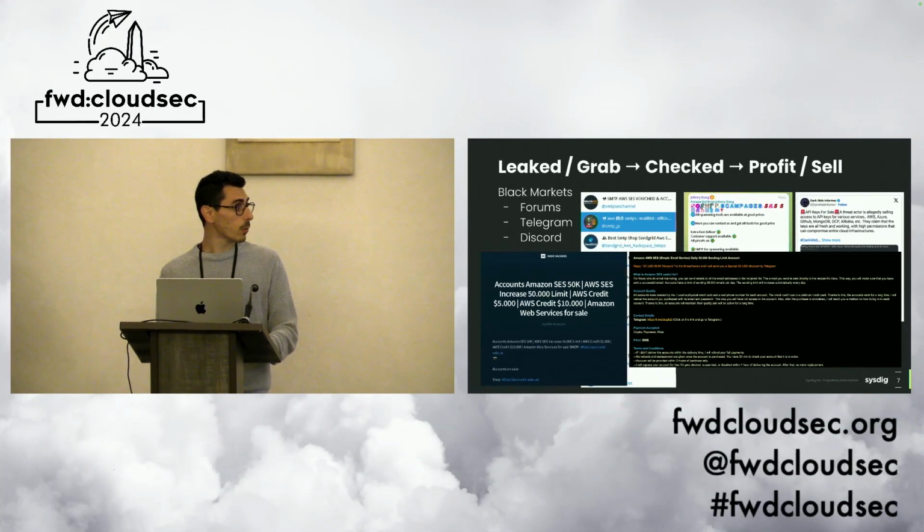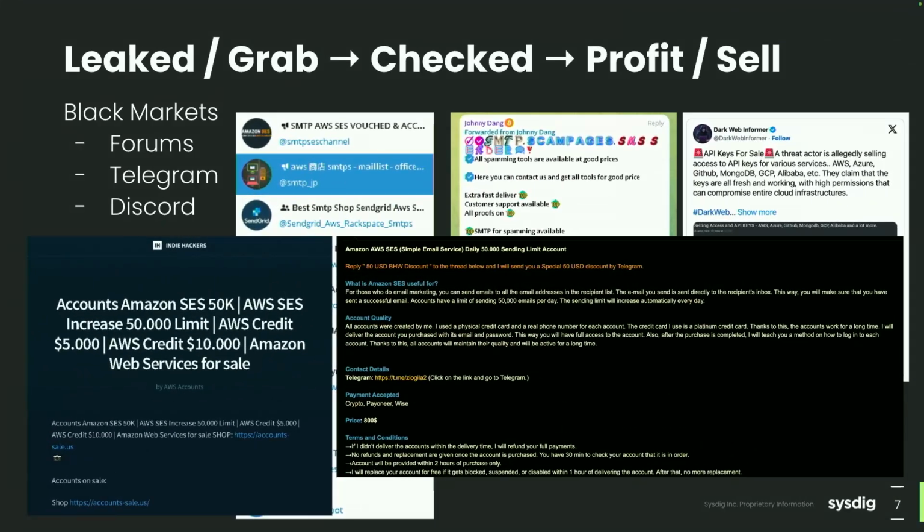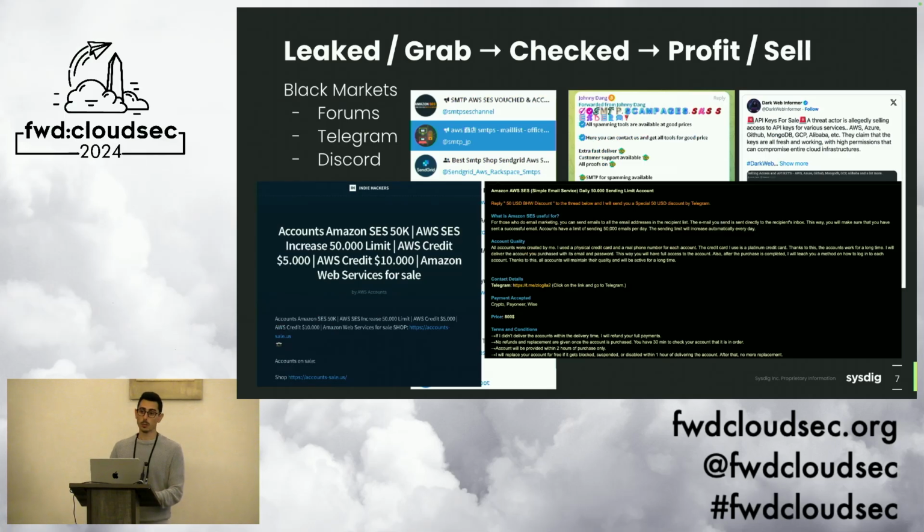In this case, we went through different forums, different Telegram chats, and different Discord chats as well, and we saw very different types of accounts on sale, not just related to AWS, but even other cloud providers. But for the purpose of this talk and our investigation, we went through AWS, and we saw very different things.